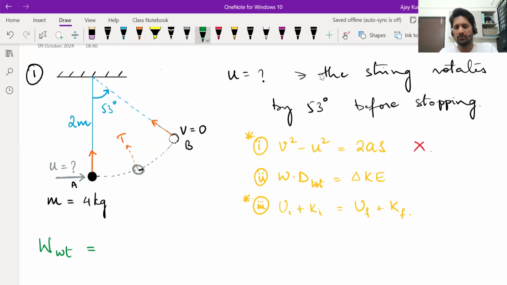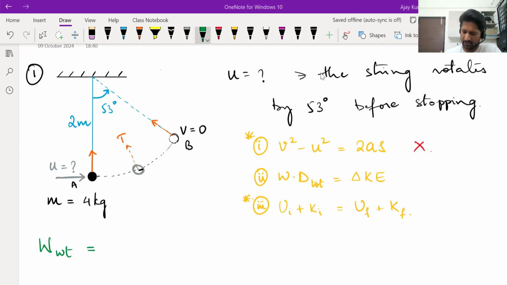Weight is a constant force or a variable force? Sir, constant. Constant force. How do you calculate work done by constant forces? F dot S cos theta. Okay, it is F dot S or Fs cos theta. Okay, fine.